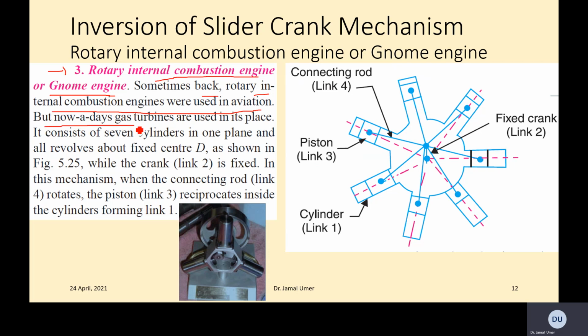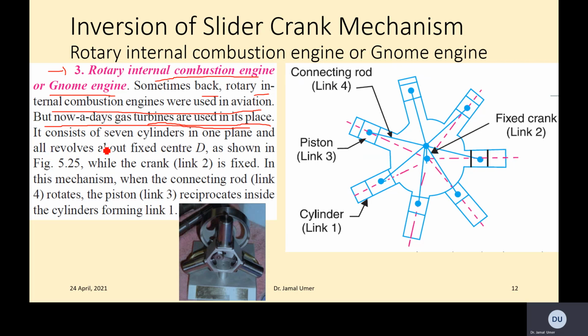But nowadays gas turbines are used. This has become obsolete in aircraft because of the high weight. You just imagine seven or eight cylinders attached on an aircraft. The weight of such engines is really high, and that of gas turbines is really low. If you compare the power to weight ratio, gas turbines are much better.